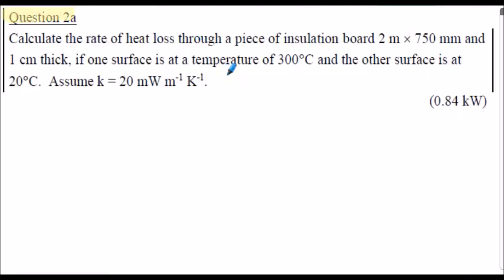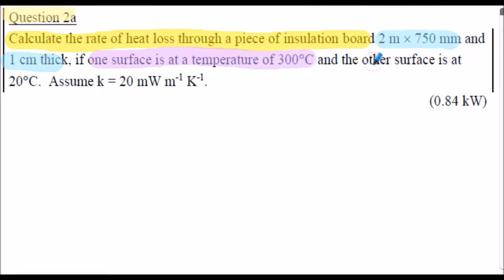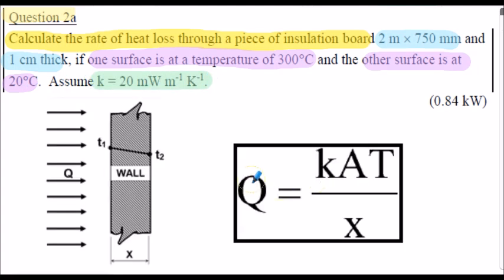Question 2a, we've got to calculate the rate of heat loss through a piece of insulation board. We're given the dimensions of the board and the thickness. We're given the temperature of one surface is 300 degrees C and of the other surface 20 degrees C. The value of K is given in the question. Again, we've got to calculate the value of capital Q in our equation. Answer is stated in the bracket here. Again, I would encourage you to attempt the question before I show you the solution on the following slide.